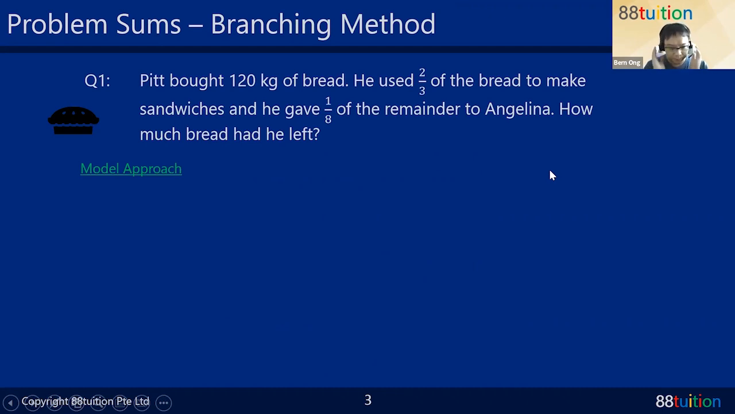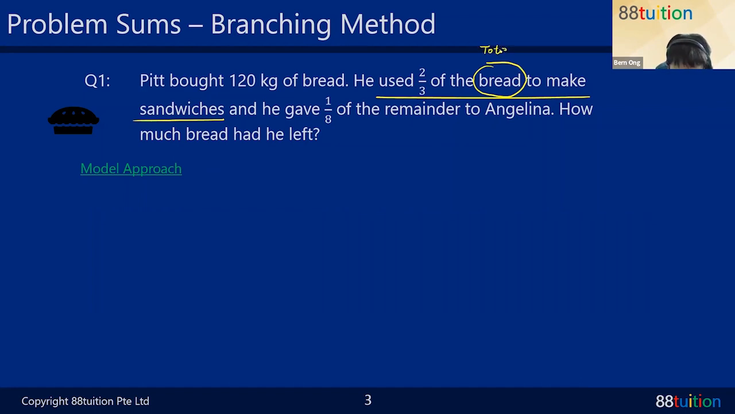Pete bought 120 kg of bread. He used 2/3 of the bread to make sandwiches. So there is a first portion here. He used 2/3 of it to make sandwiches, of the bread. What's the meaning of the bread? This bread actually means the total bread, and this total bread is actually referring to the 120 kg of bread that he bought.